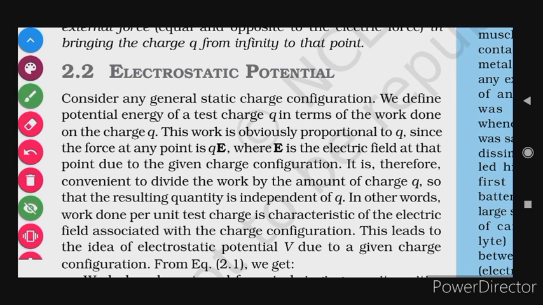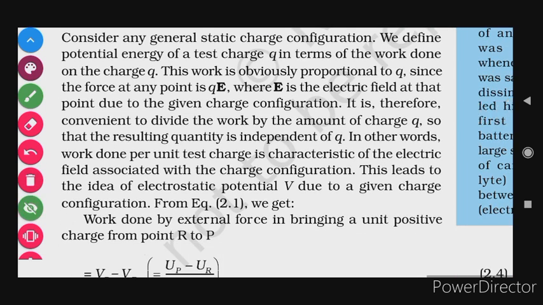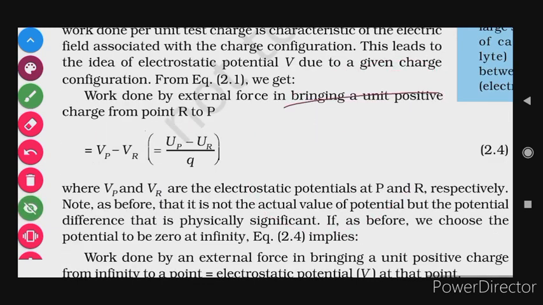In other words, work done per unit test charge is characteristic of the electric field associated with the charge configuration. This leads to the idea of electrostatic potential V due to a given charge configuration. We denote it by V, and it is the work done per unit charge. We divide the work done by the magnitude of the charge and get this electric potential, which is the characteristic of that field. Now, the work done by an external force in bringing a unit positive charge from point R to P is equal to Vp minus Vr, that is, the potential difference of the two points.